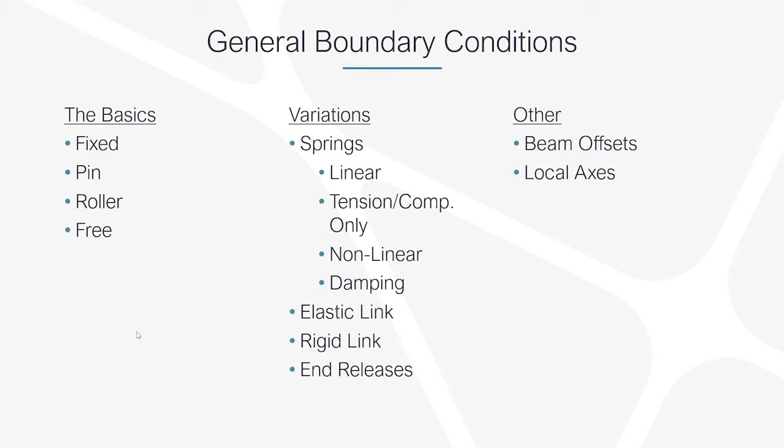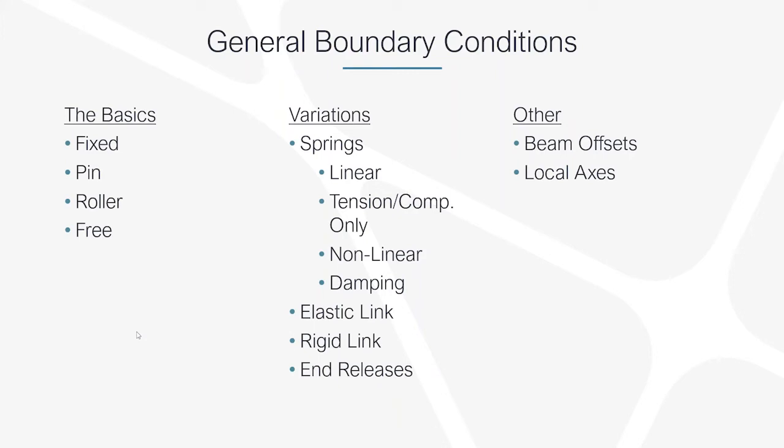And then you have your links. What makes links different from a support condition like a spring, a fixed or pin, or a spring that's attached to a node, that's a support condition. You have links which connect two nodes. So a rigid link would connect two nodes rigidly, and an elastic link is like a spring version. So you have links and supports.